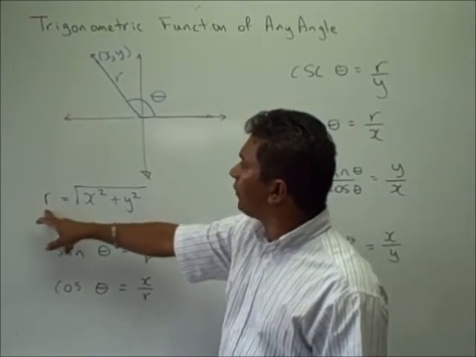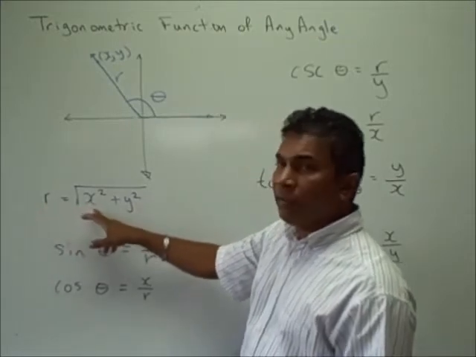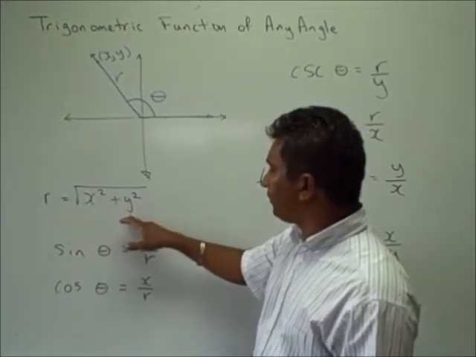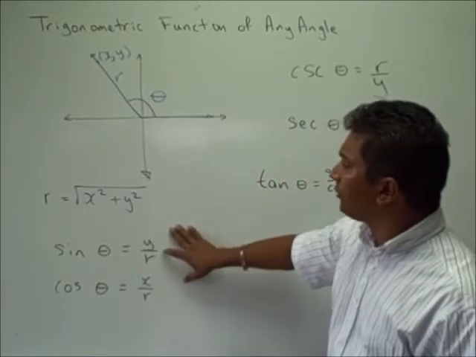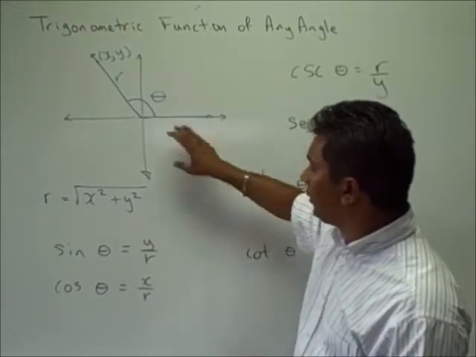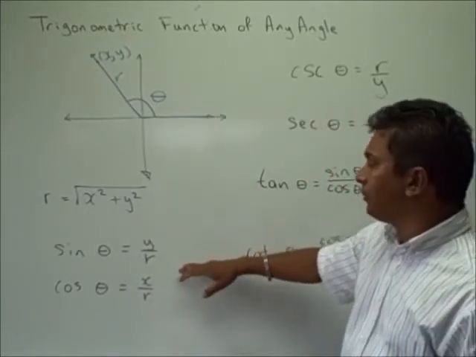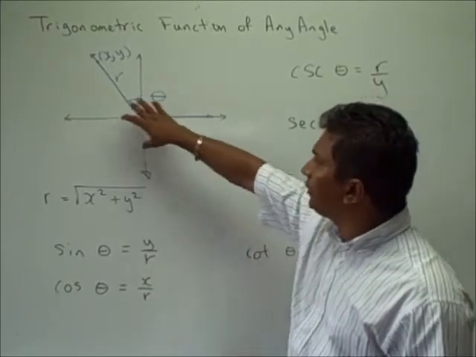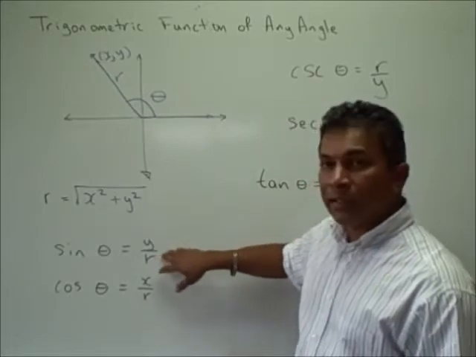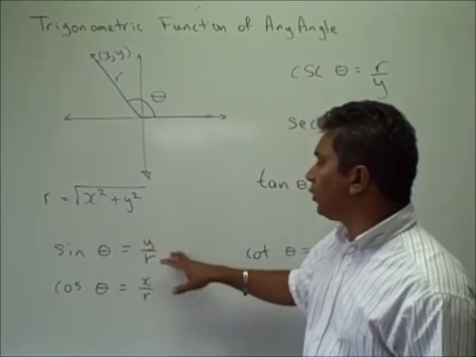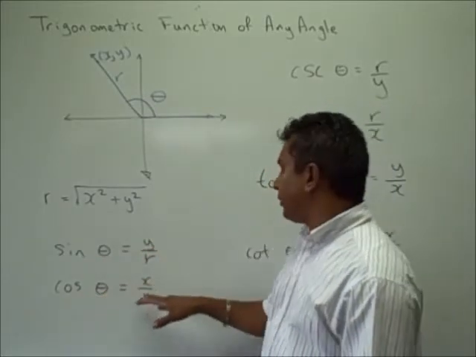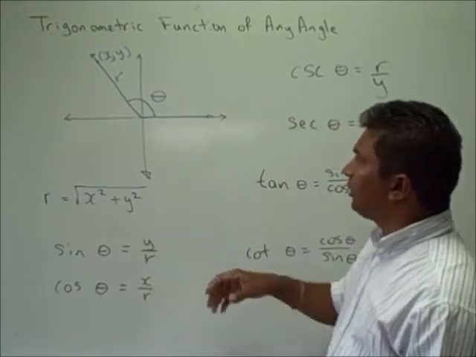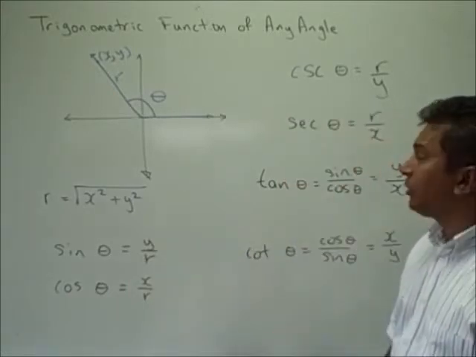R from our Pythagorean theorem is equal to the square root of x squared plus y squared. Our definition of sine based on this angle is y over r, and cosine is x over r. You will see that if r is equal to 1, then this goes back to our unit circle, and sine theta is equal to y. Similarly, cosine theta would be equal to x. Over in this situation, r is not necessarily equal to 1.